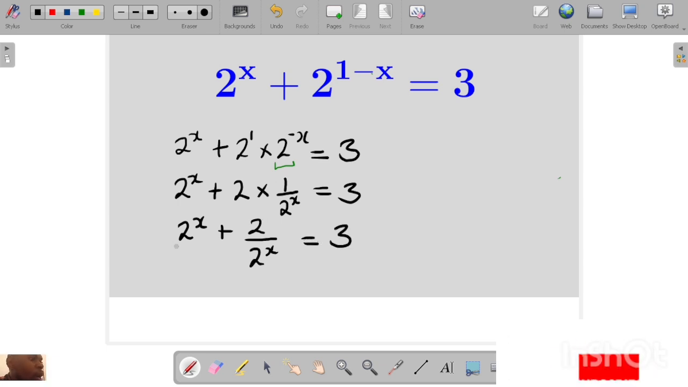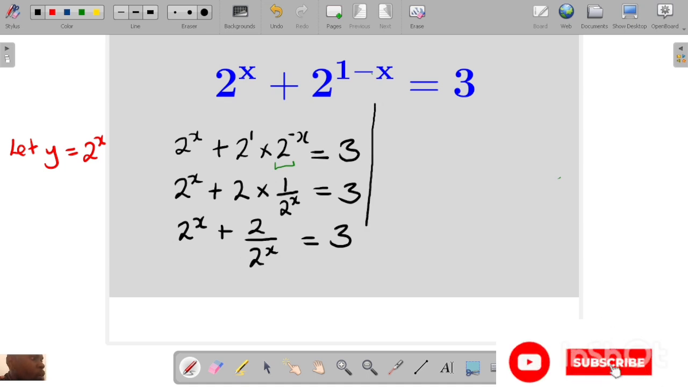Okay, so at this stage, let me write it here. Let's keep it here. At this stage, we're going to say let y be equal to 2 to the x. Meaning wherever there is 2 to the x, we're going to replace it with y. Okay, so we're going to have y plus 2 over y is equal to 3.